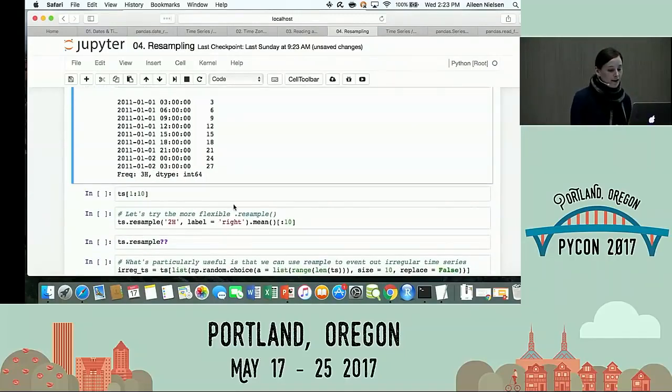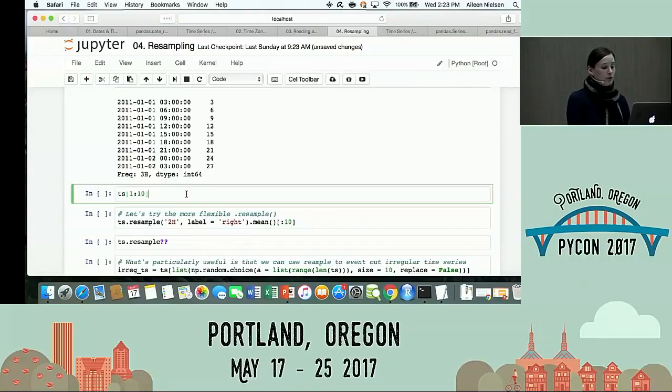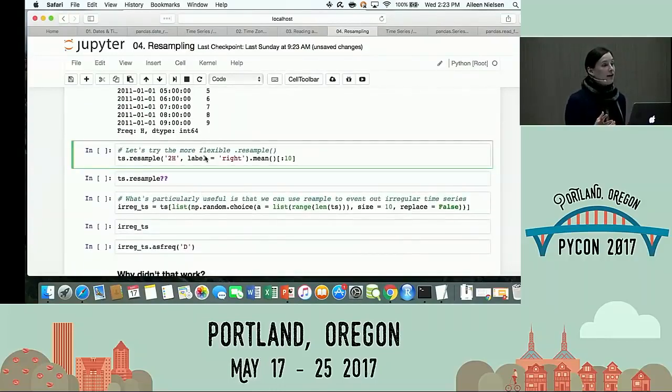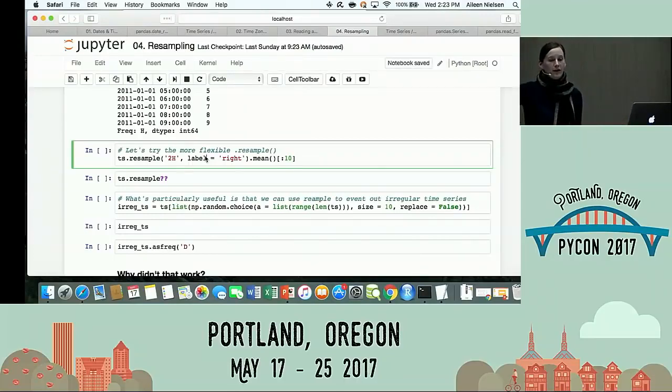So what you're going to do there is you're going to do something called resampling. It's the exact same idea, except that now you can do a summary statistic rather than just grabbing some arbitrary value. So asFreq will always just pick one of those points, forward fill or backfill. If you want to do something fancier, you're going to go with a resample.